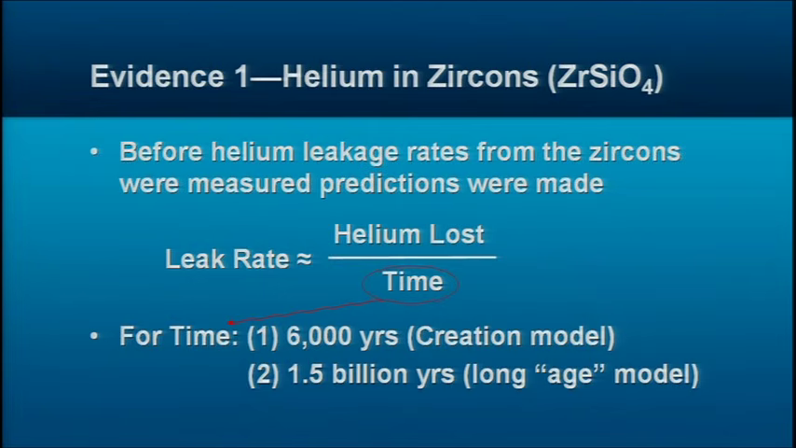You'd have lost a lot of it very quickly. It'd have to leak out very quickly in 6,000 years. Whereas if these rocks were really 1.5 billion years old, to still have 80% of the helium in some of those zircon crystals meant that the leakage would have to be very slow. Okay? So we set up an experiment because, you see, no one had before measured how quickly helium leaks out.